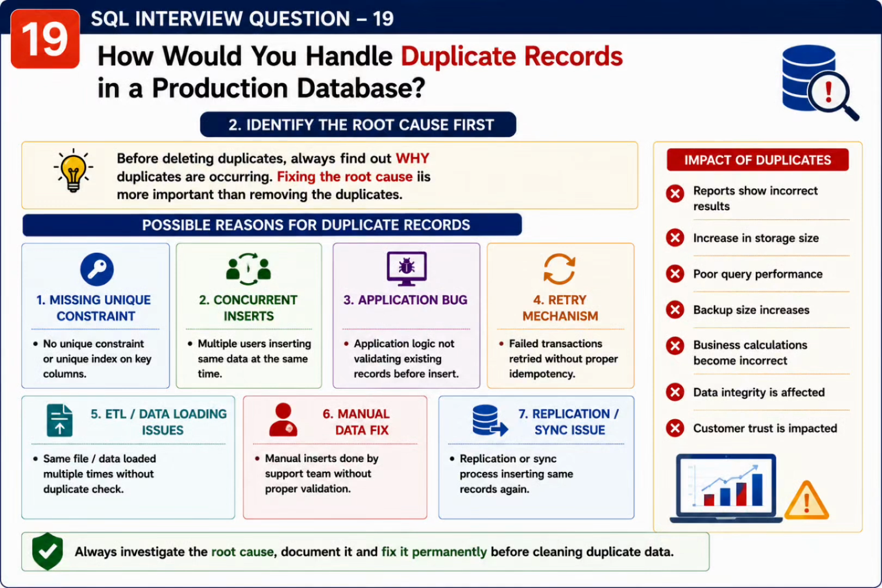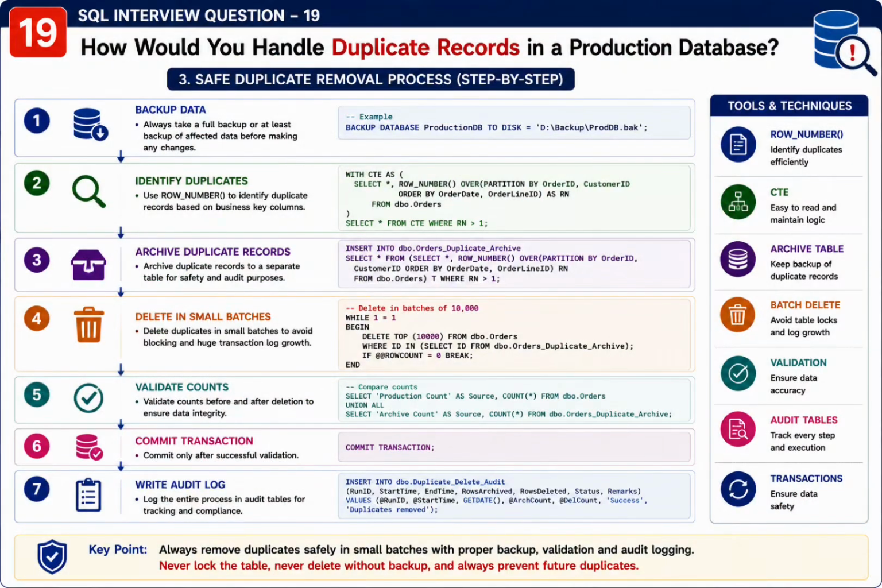Then, how would we resolve that? Once I have identified the root cause, I start the cleanup process. The first thing I do is take a backup of the affected records. In production, we never perform delete operations without having a recovery option. Next, I identify duplicate records using the ROW_NUMBER function. I partition the data based on the business key, such as order ID and customer ID, and keep the first valid record. Any record where the row number is greater than 1 is considered a duplicate record.